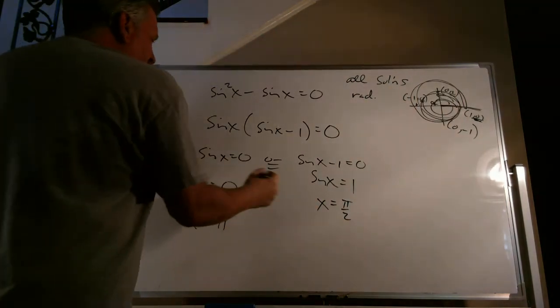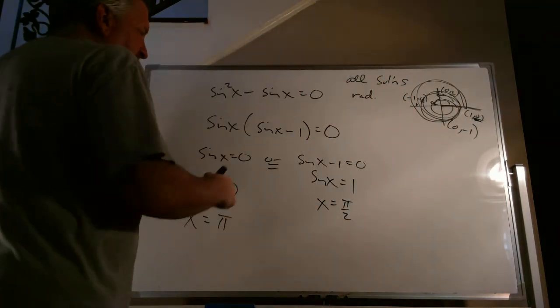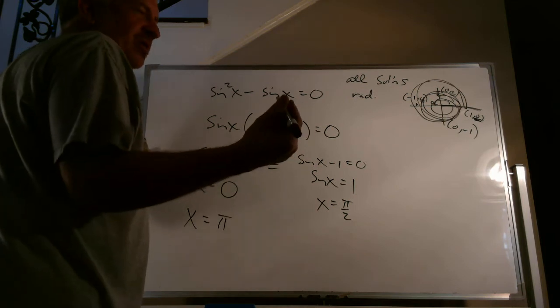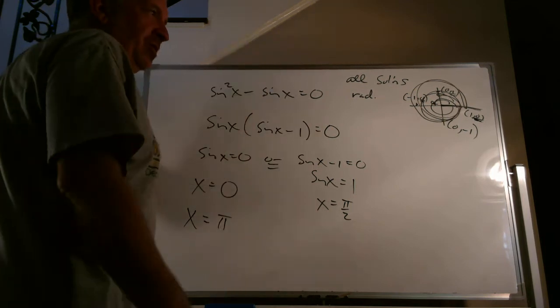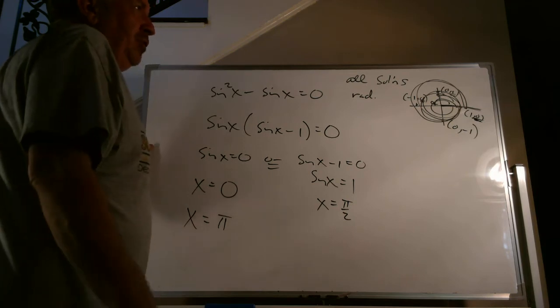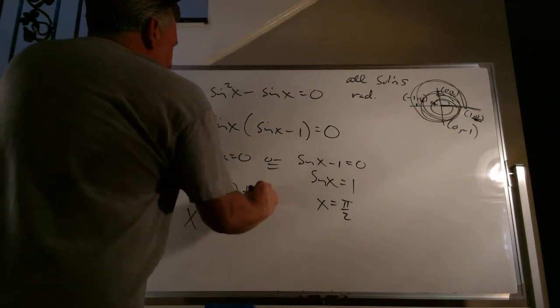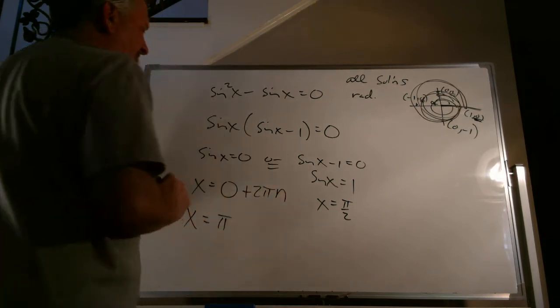Okay? So how do you write that to indicate all of them? Because when we did this before, the instructions said find 3 angles that are coterminal. We actually need all of them here, not 2 or 3. Here's how you do it. Put plus 2 pi in.